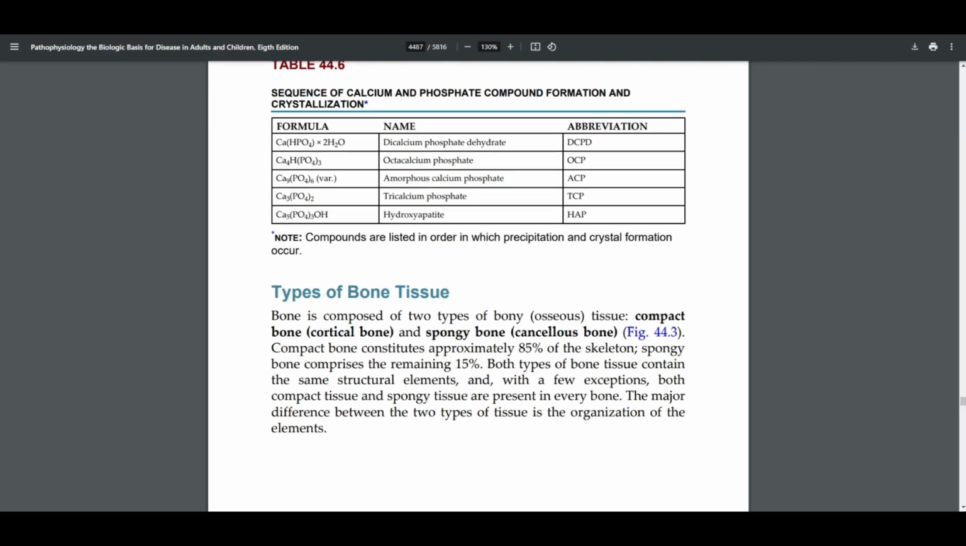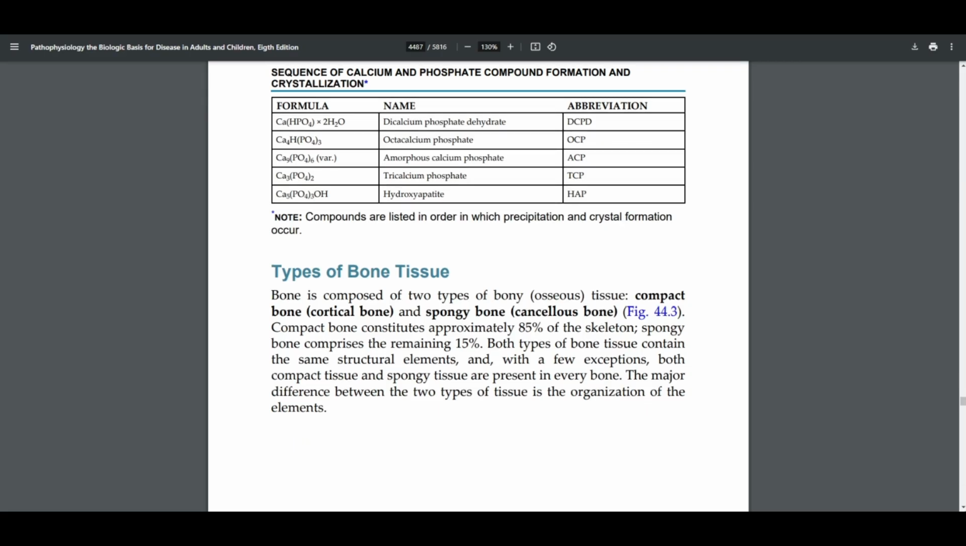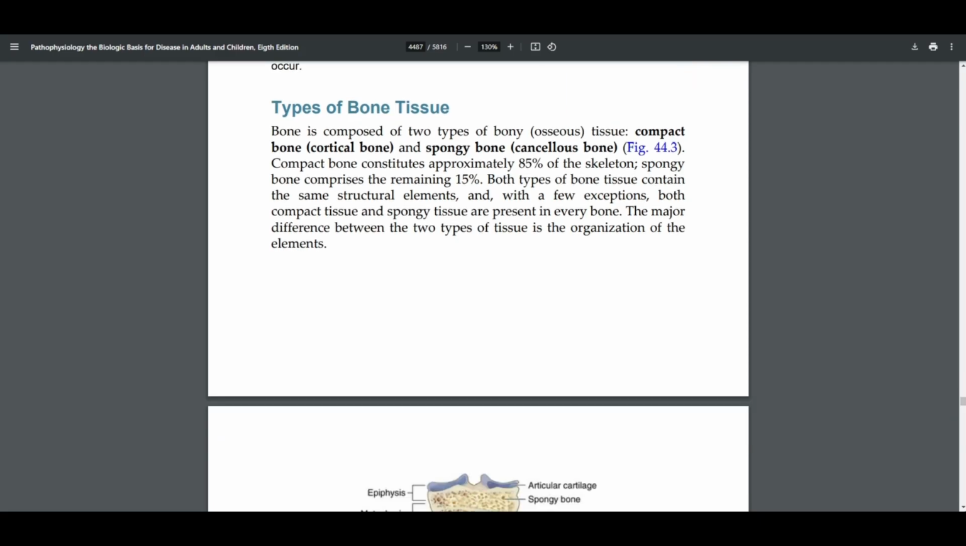So, types of bone tissue. Bone is composed of two types of bony or osseous tissue: compact bone and spongy bone. Compact bone constitutes approximately 85% of the skeleton. Spongy bone comprises about 15%. Both types of bone tissue contain the same structural elements, and with a few exceptions, both compact bone and spongy bone tissue are present in every bone. The major difference between the two types of tissue is the organization of the elements.